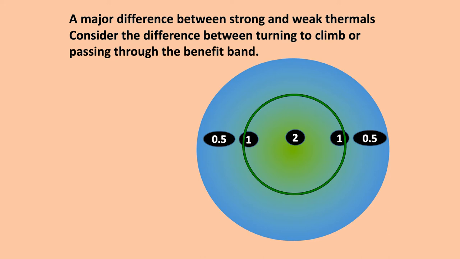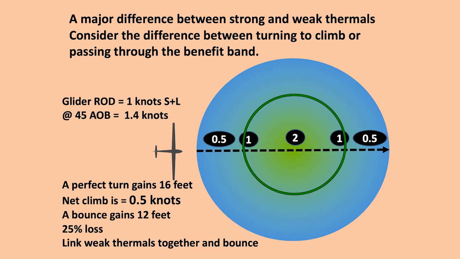If we look at a much weaker thermal now, 1 knot rate of descent straight and level, 1.4 knot rate of descent at 45 degrees of bank. A perfect turn gains 16 feet. Net climb is half a knot. A bounce gains 12 feet. So although we've had a 25% loss, the gain we make is really quite small. So we're much better off linking any weak thermals together and keep bouncing along until we get to a strong climb.